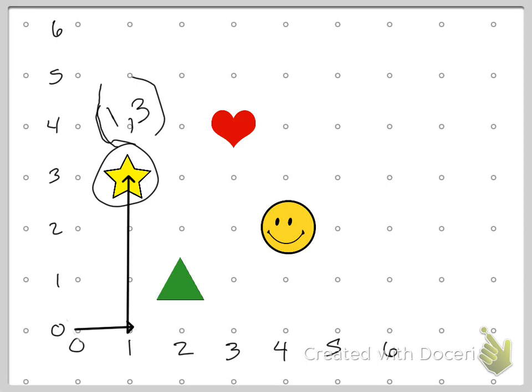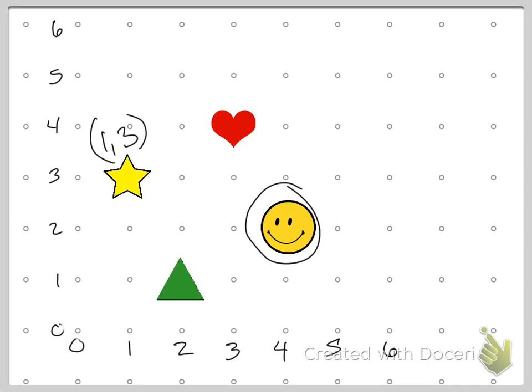Now we have the happy face family. To get there, again, we start by moving to the right. So let's count how many spaces to the right I need to move. 1, 2, 3, 4 spaces to the right. And now we're going to count up. 1, 2 spaces. To get to the happy face family, I need to move 4 spaces to the right and 2 up. So I would say 4, 2.